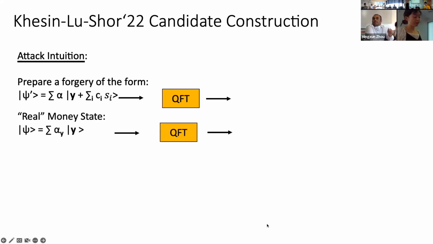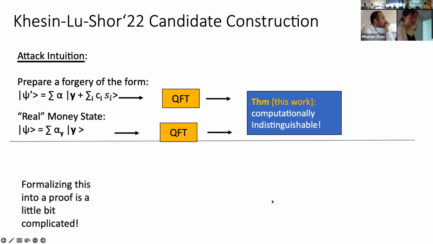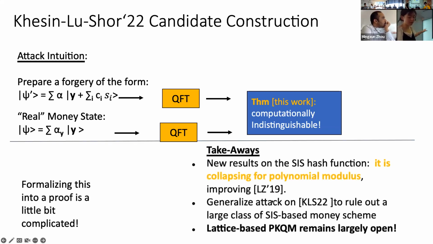Okay, and so the attack intuition is, I have a fake money state, which is a superposition of a measured Y after I obtain the money state, and I add some sort of linear combinations of this short secret S, which is not secret because it is given in the public key, and I make a superposition out of it. And these two distributions are indistinguishable by this variant of LWE. And the formalization is a bit trickier. But the takeaway is, along the way, we show that the CFET function is collapsing even for polynomial modulus.